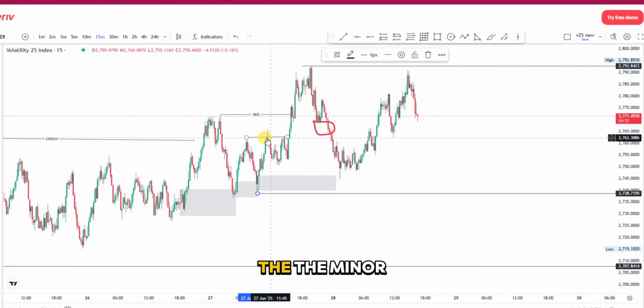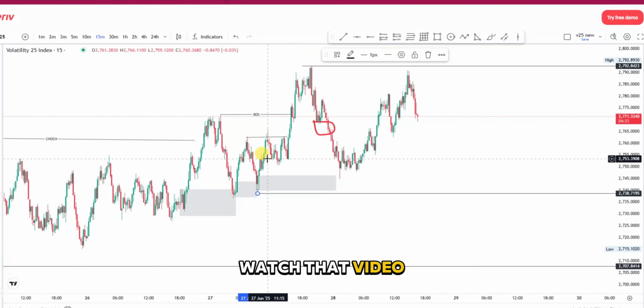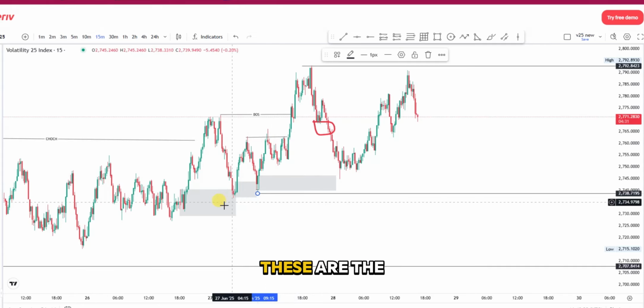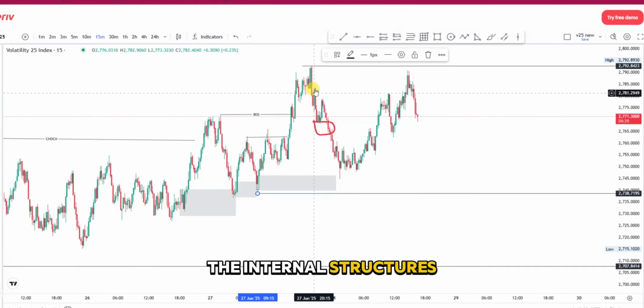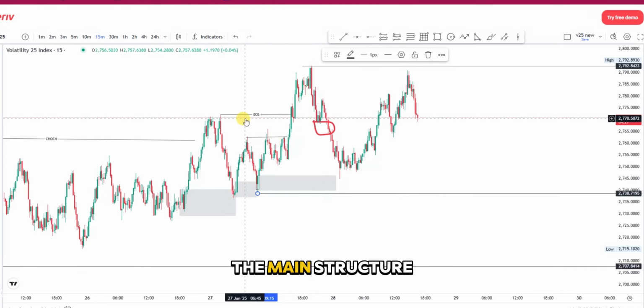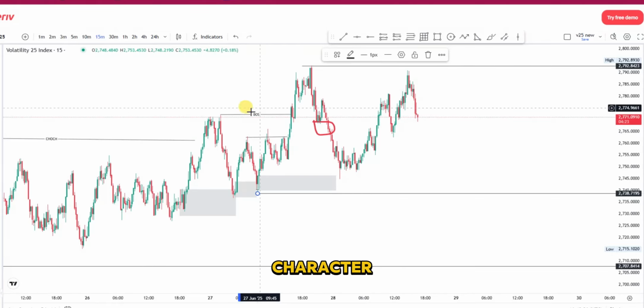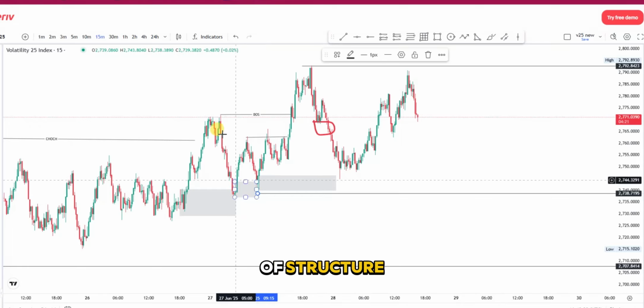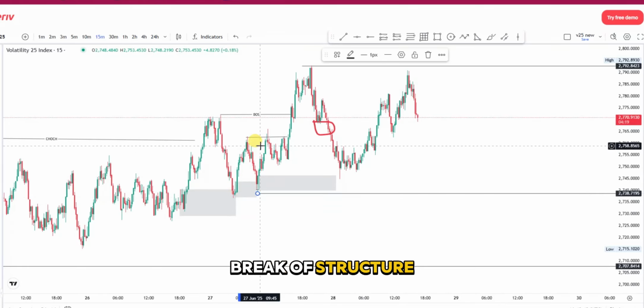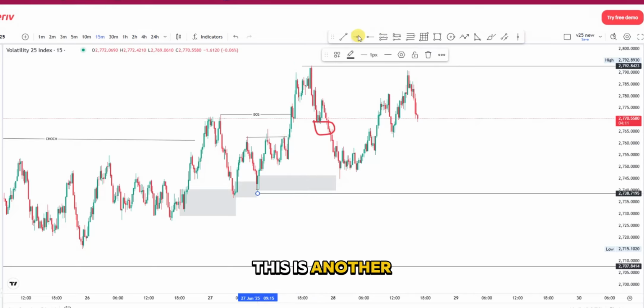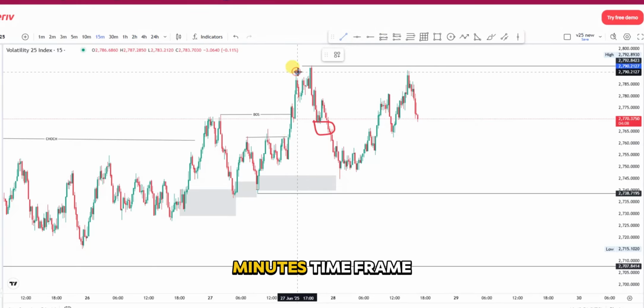Then the minor structure, when you watch that video, you understand what I mean by minor structure. These are the minor structures, the internal structures formed within the main structure on the 1-hour time frame. This is our 1-hour change of character. This is another 1-hour break of structure. But within that 1-hour break of structure and change of character, we have 15-minute minor structures, internal structures. So this is a break of structure on the 15 minutes, and then this is another break of structure on the 15-minute time frame.